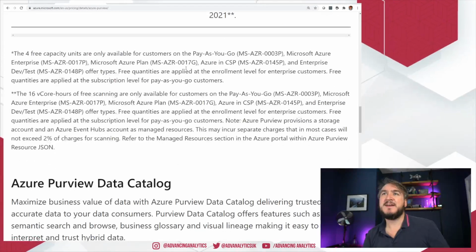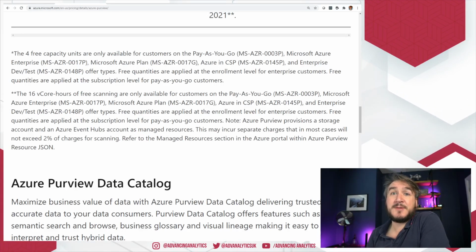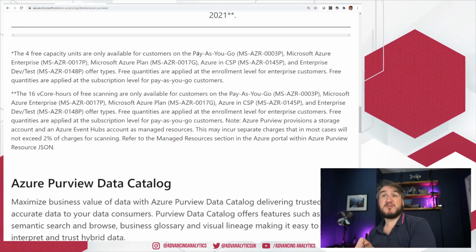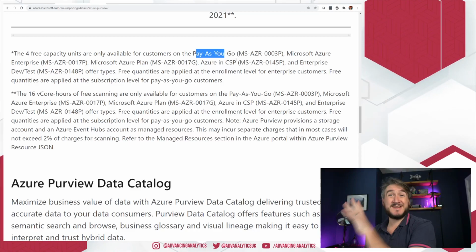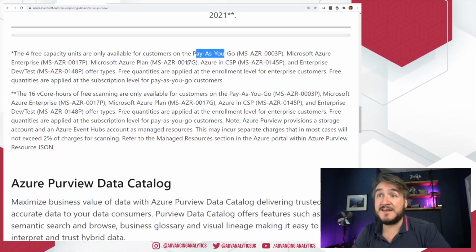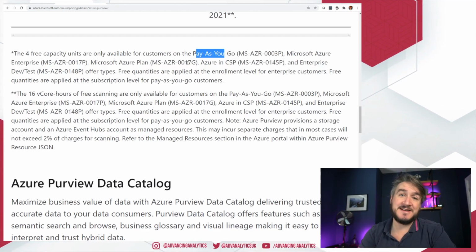If we go into this little thing, the preview pricing is only available in certain subscription types. So if you're using a straightforward pay-as-you-go subscription, a Microsoft Enterprise Agreement, an Azure plan, Azure and CSP, basically all of the standard normal Azure subscriptions, this preview is entirely free.